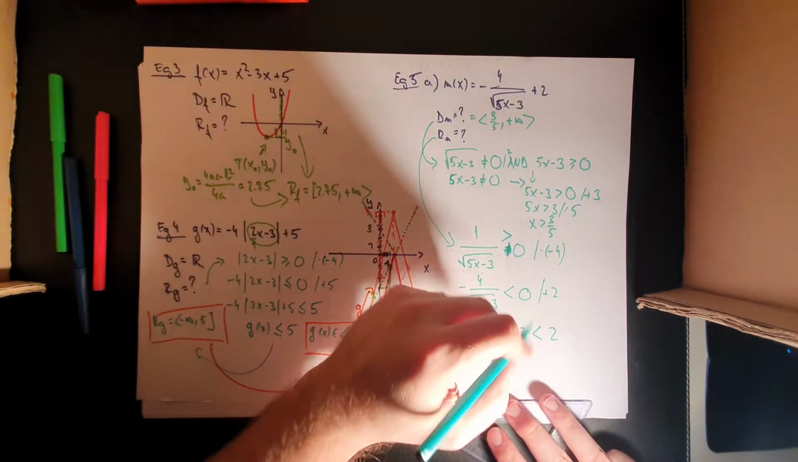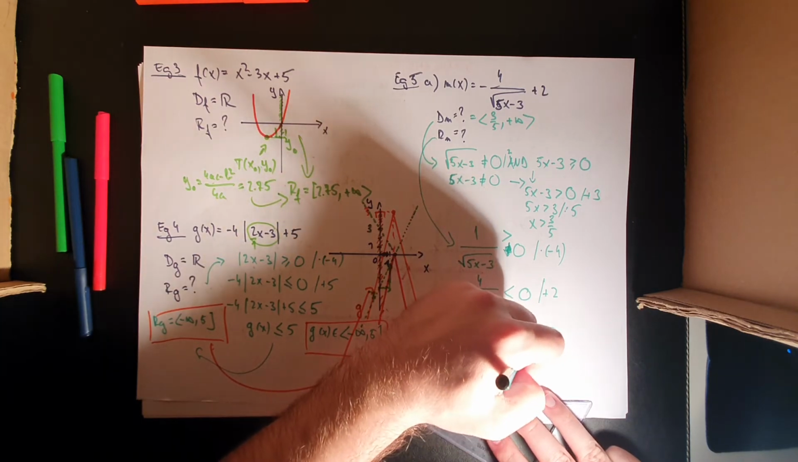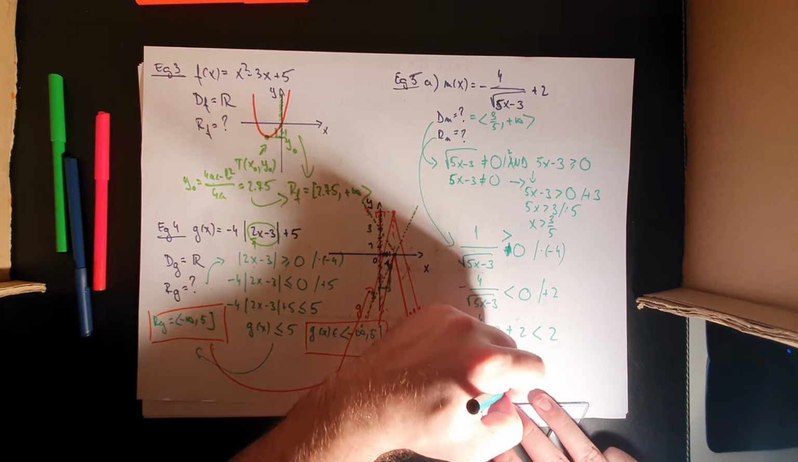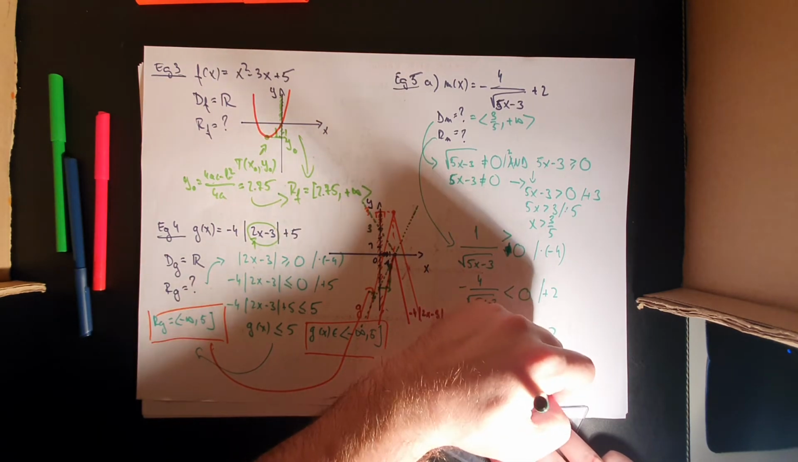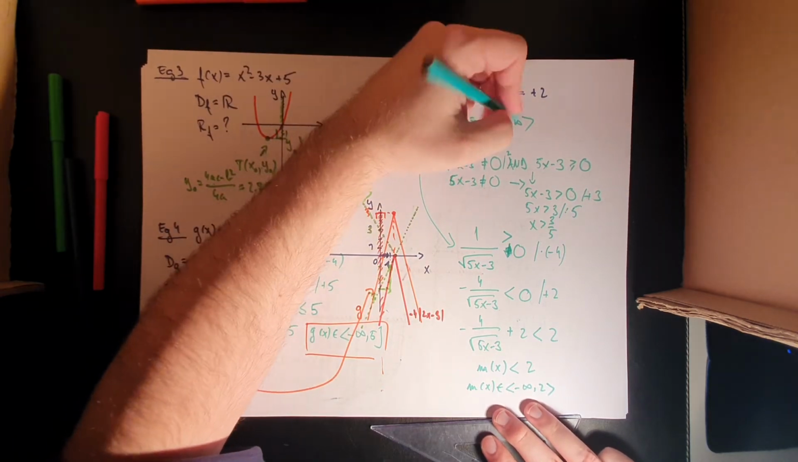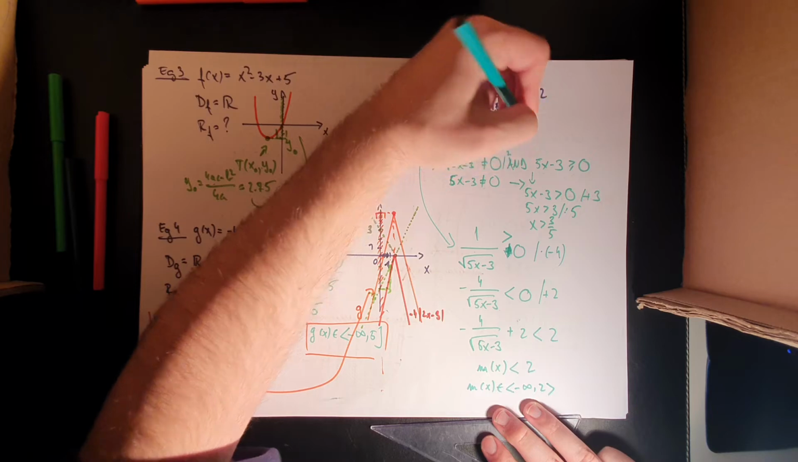The whole left side looks like m of x, so m of x is less than 2, meaning that m of x is an element of minus infinity to 2, excluded, and the range of this function is then minus infinity to 2, excluded. Here you go.